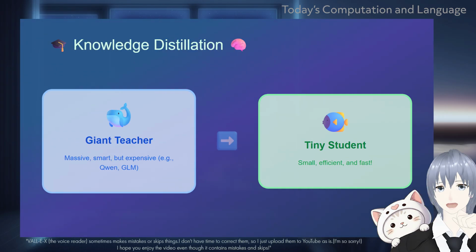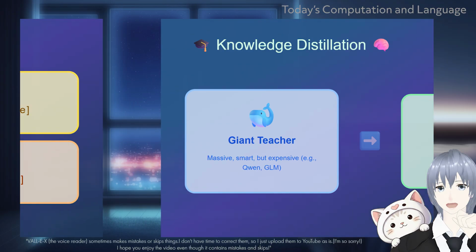Moving on. Let us talk about what this paper is actually trying to solve, because it's quite fascinating. In the world of artificial intelligence, we have these massive open weight language models, like Qwen. They are super smart, but they are also huge and expensive to run. So researchers want to take the knowledge from these giant teacher models and cram it into the smaller and more efficient student model. This process is called knowledge distillation.